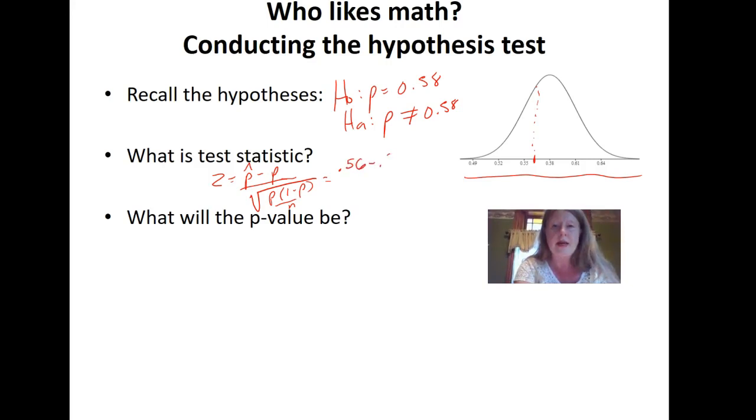So 0.56 minus 0.58, and then I take 0.58 times 1 minus 0.58, all over 250. So I have to find the square root of this whole thing. I always encourage you to break this up and do your calculations in steps. I would first find what's under the square root sign in the denominator, and then take the square root of that value, and then find the numerator and divide that by whatever I get.